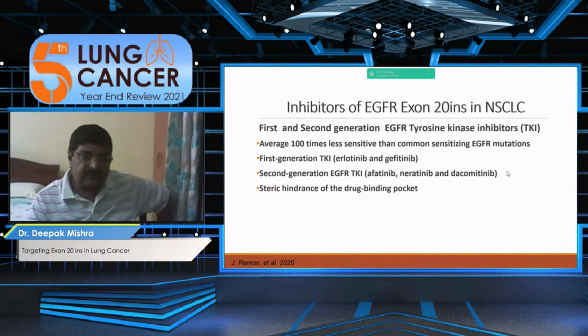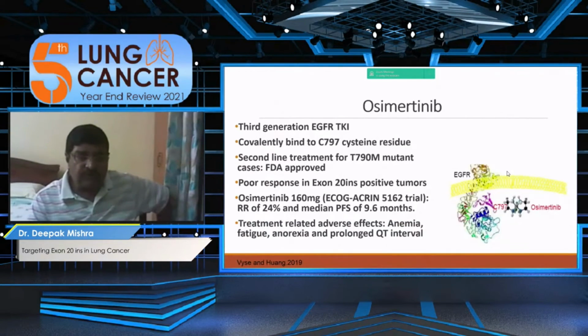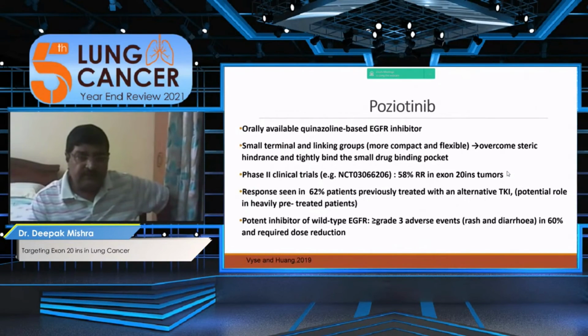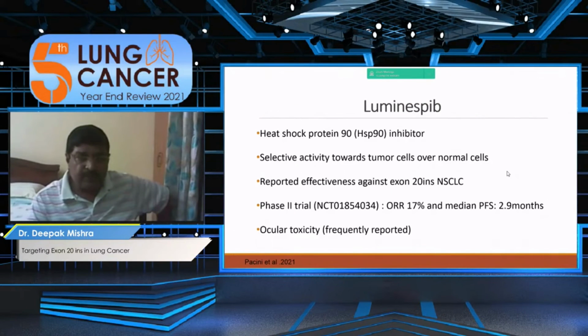So for the first and second generation TKIs, on average, it is 100 times less sensitive than the common sensitizing mutations. The second generation TKIs also become resistant to it because of the steric hindrance with the drug binding pocket. I'll not go into the details. All the drugs that are there will be dealt with by my clinician colleagues, so I'll just skip them.